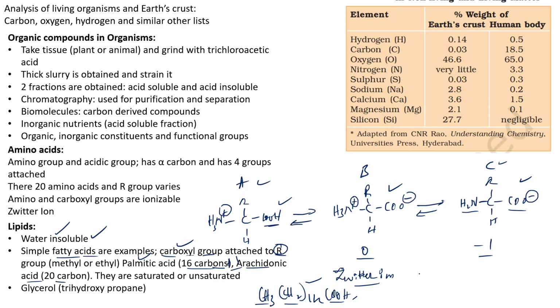Now arachidonic acid, if you try to recall the formula, it is CH3, similar to palmitic acid, CH2 18, and COOH, right? So 18 carbons from the CH2, 1 from the CH3 and 1 from the COOH completely make 20 carbons. The same holds true for palmitic acid, which makes 16. In some cases they may be saturated or unsaturated. For example, palmitic acid is an example of a saturated fatty acid, and arachidonic acid is an example of an unsaturated fatty acid.